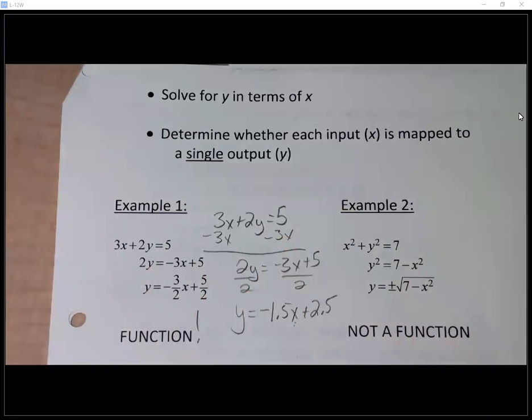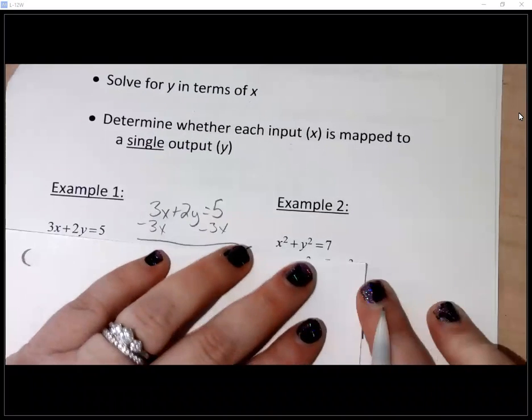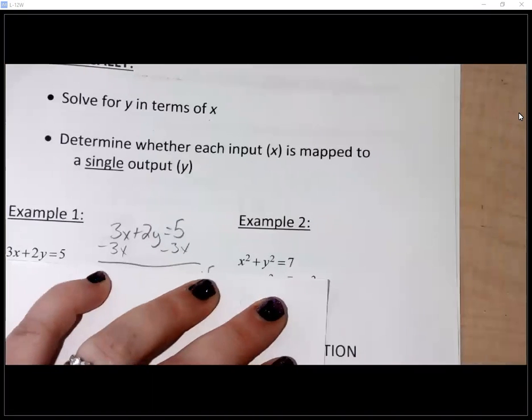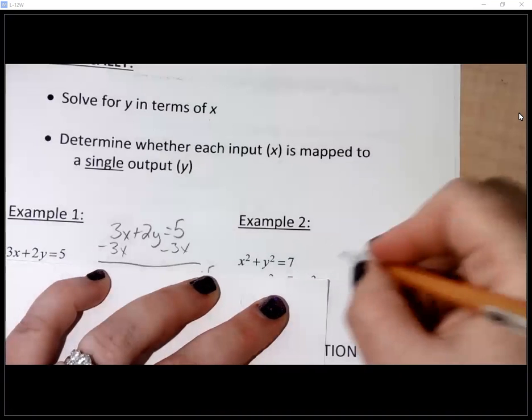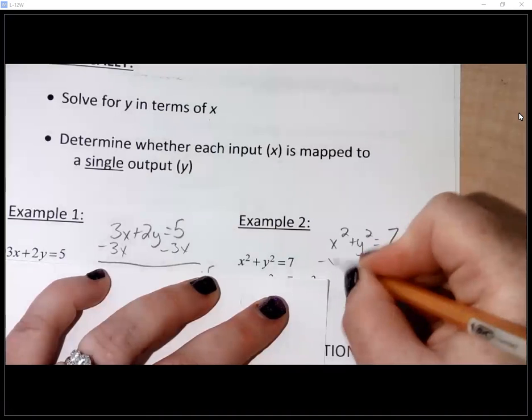Let's look over here at this one. I know you already know the answer, but pretend I didn't know it yet. So I want to do the same thing. I want to solve this equation for y. x squared plus y squared equals 7. Minus the x squared.